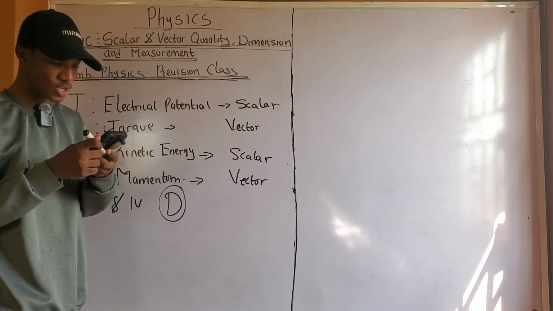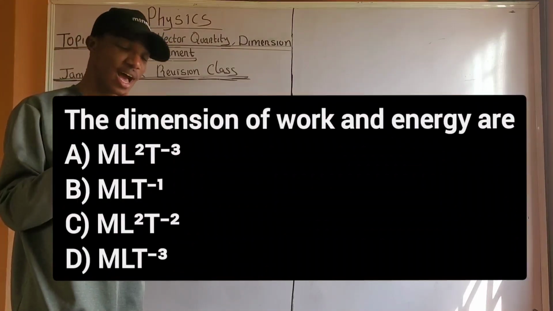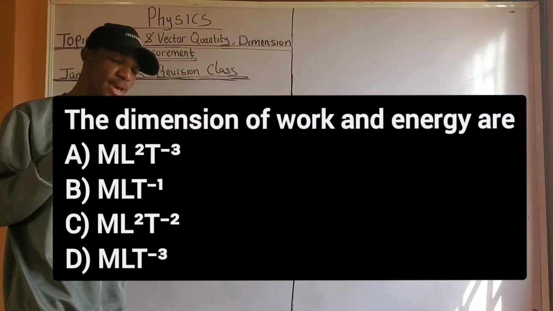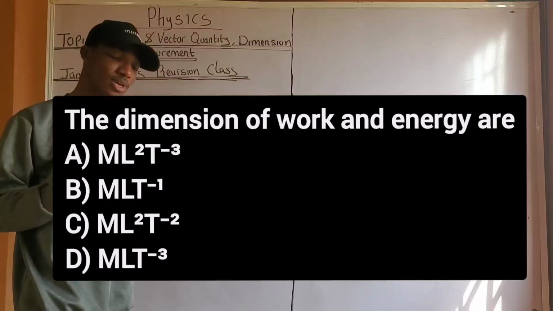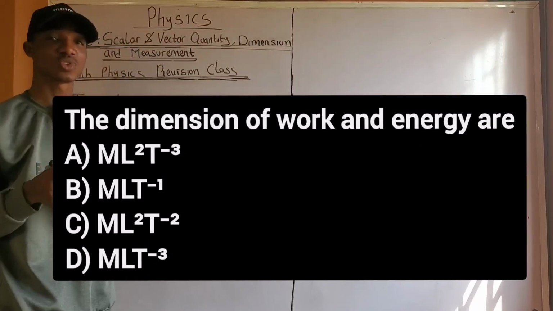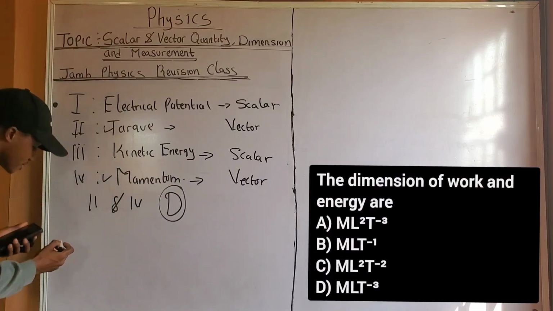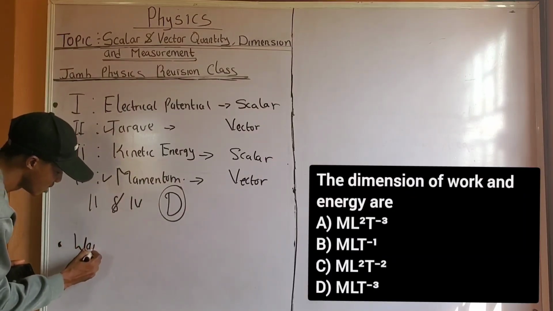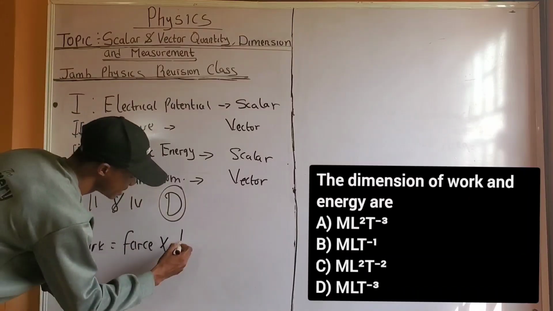Let us look at the next question. The dimension of work and energy are A, ML squared T raised to the power negative 3, B, MLT raised to the power negative 1, C, ML squared T raised to the power negative 2, D, MLT raised to the power of negative 3. Okay, now don't forget that work and energy. Work is equal to force multiplied by distance, right?